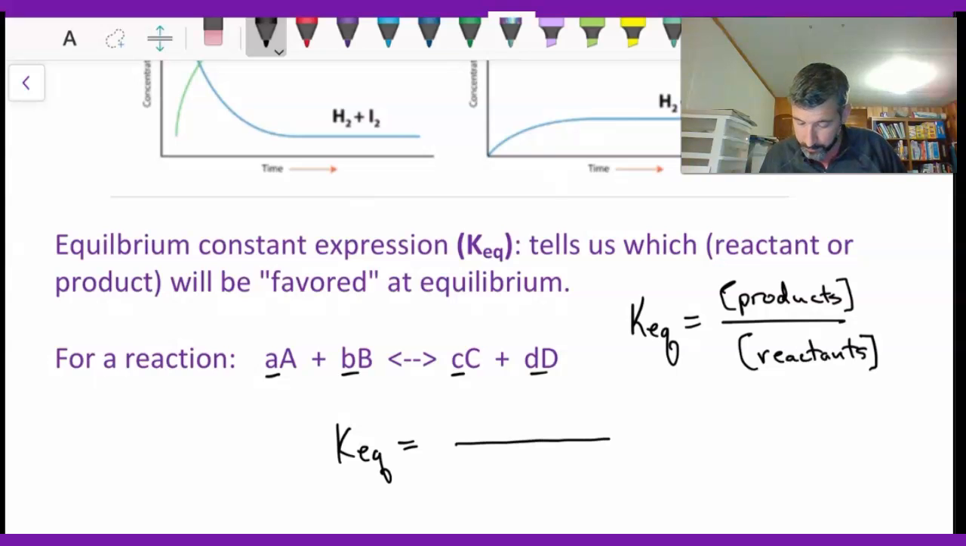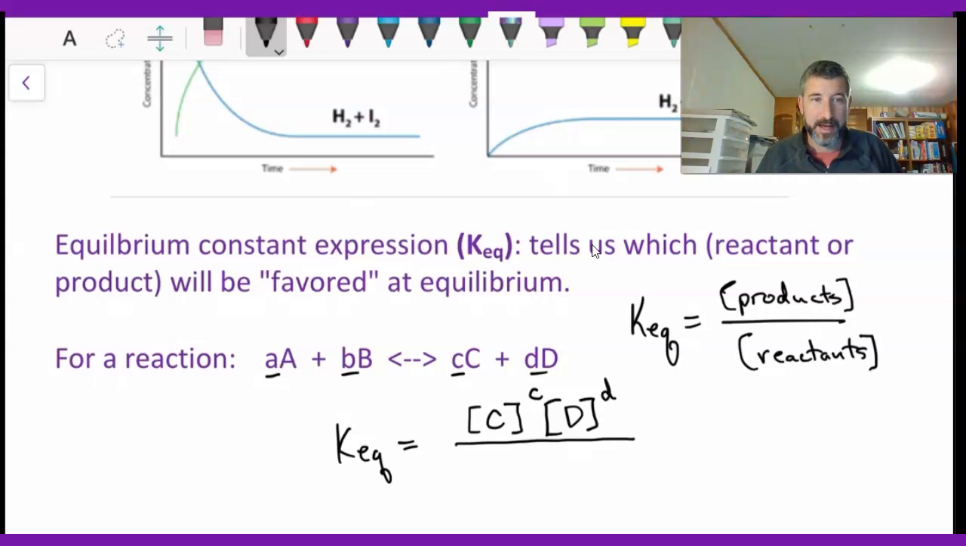So if I write sort of a generic KEQ expression for this example, we would say KEQ equals, and then my two products get multiplied by each other, but also raised to the power of their coefficients. And you should have seen that in the reading. But my first product is C, so I'm going to say concentration of C raised to the power of its coefficient, which is just symbolized here by a lowercase c. You can see that there. Okay, so I just put it there.